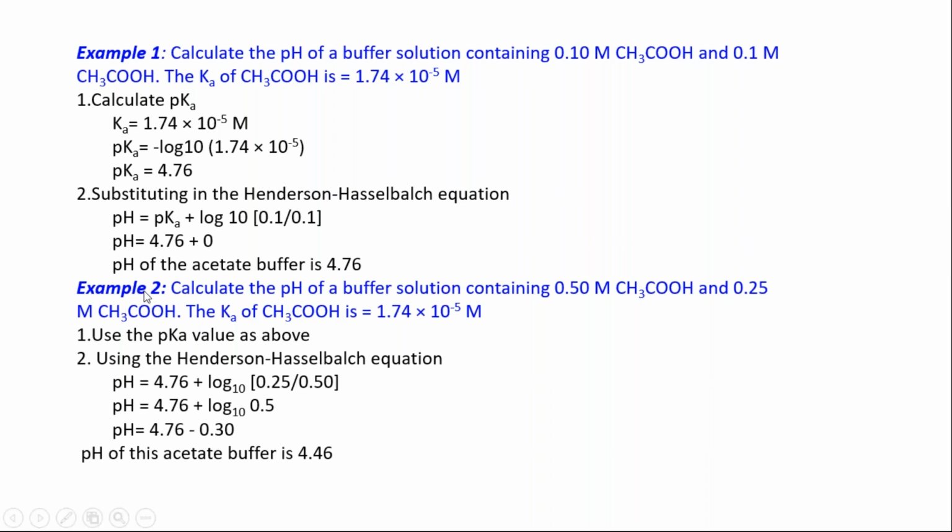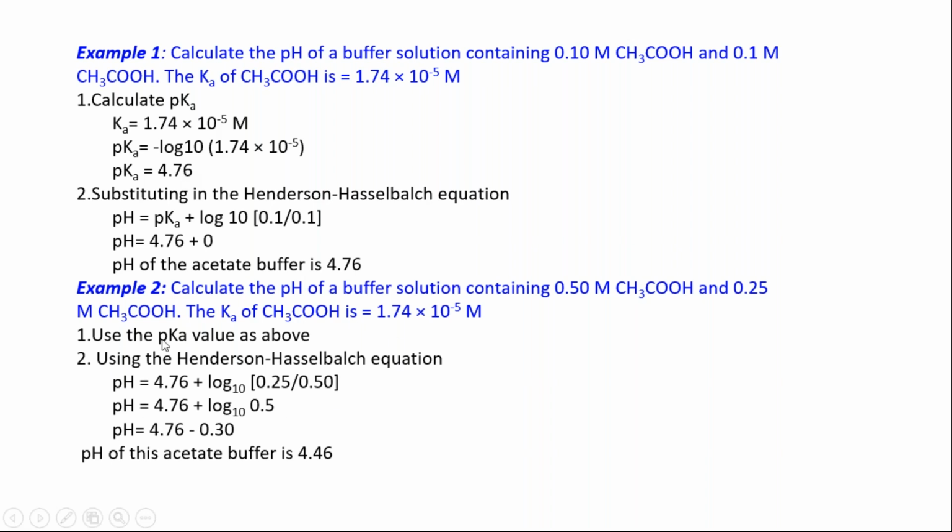Now in this example, calculate the pH of a buffer solution containing 0.5 molar acetic acid and 0.25 molar sodium acetate. Sorry for the mistake. The Ka for acetic acid is 1.7 × 10^-4. So now we have calculated in this problem the pKa, which is 4.76.